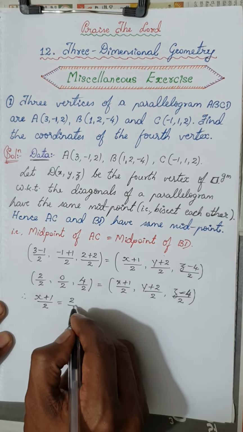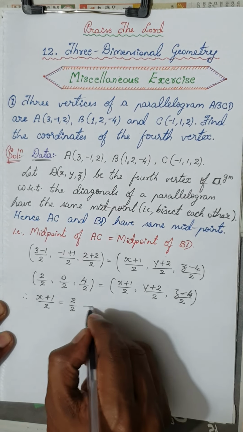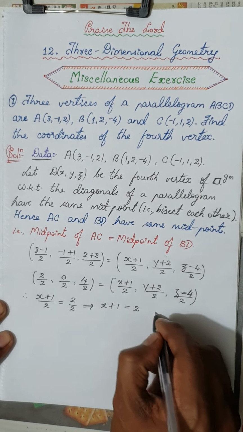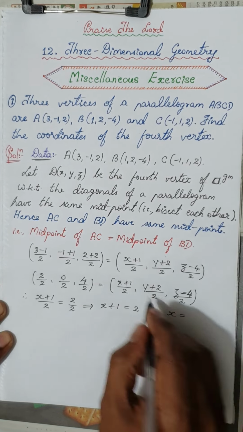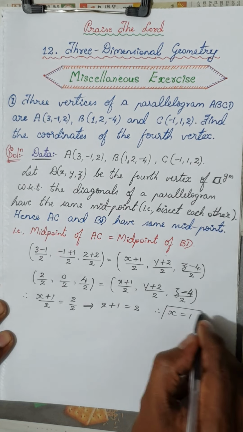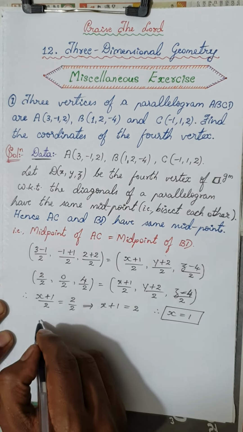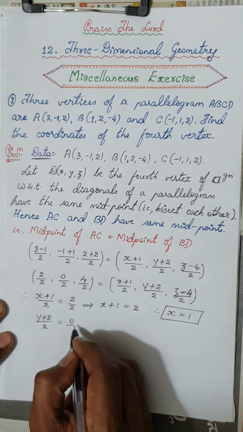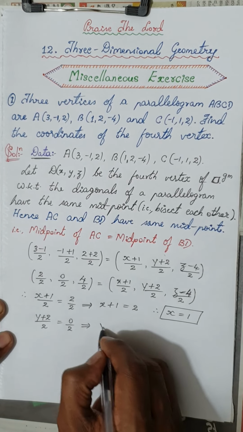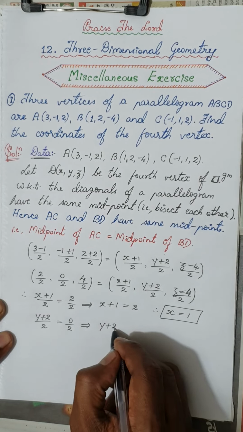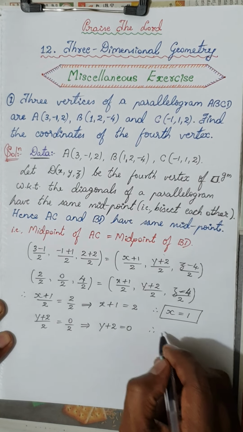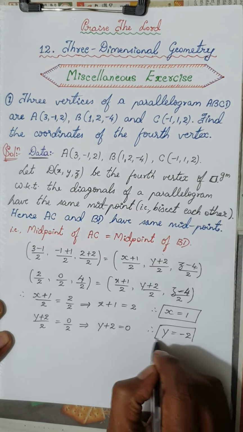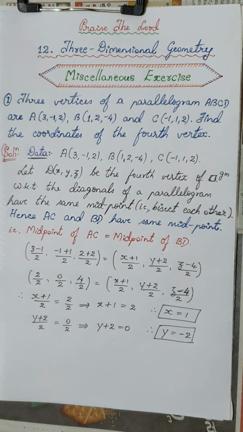Now, if we equate both sides, I will get (x plus 1) by 2 is equal to 2 by 2. Since the denominators are the same, I can write x plus 1 is equal to 2. Therefore I'll get x is equal to 2 minus 1, that is nothing but 1. Similarly, (y plus 2) divided by 2 is equal to 0 by 2. Denominators are the same, so y plus 2 will be 0. Therefore y will be 0 minus 2, which is simply minus 2.